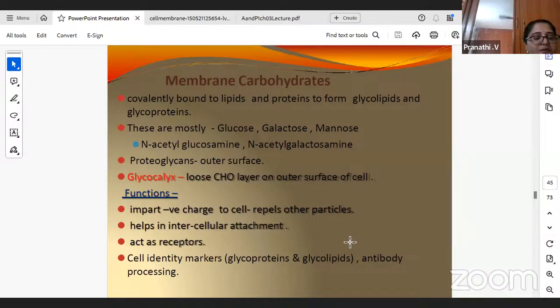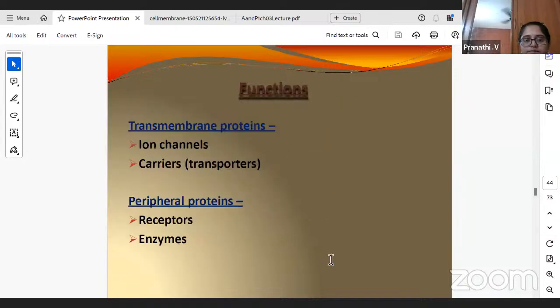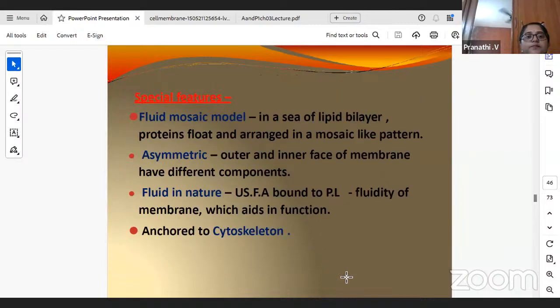Then you have different kinds of markers. They give the basic identity. And your antibody processing is also because of the carbohydrates that are present. All your antibodies have different kinds of carbohydrates, so the antibody processing is because of this.